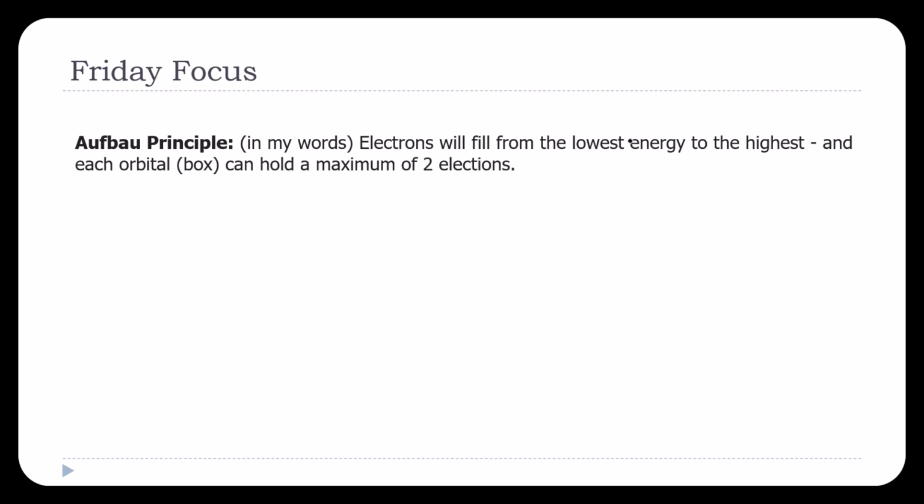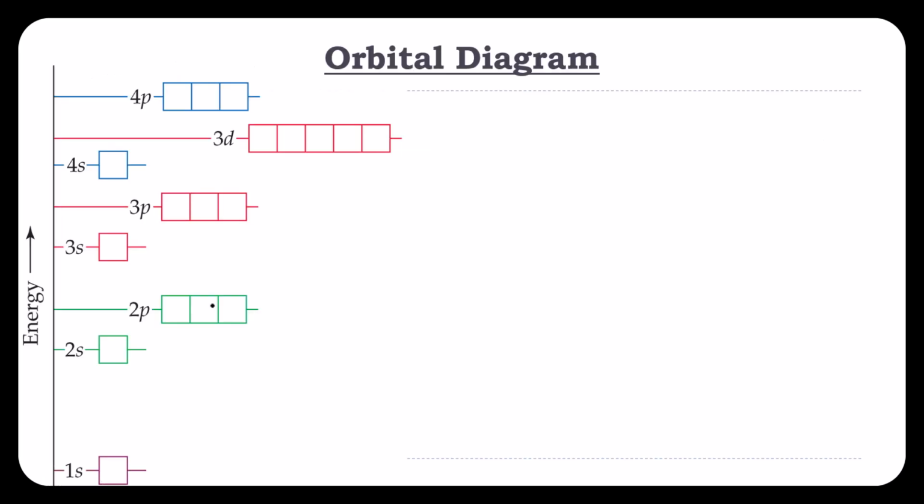They will fill from the lowest energy to the highest. Well, how do I know what's low in energy? How do I know what's high in energy? When we use the electron configuration or the orbital diagram, that teaches us what is lower in energy. The first energy level is the lowest. Then we go to the second energy level, where we're delineating between s and p. s is lower, p is higher. Then we go to the third energy level, s, p.